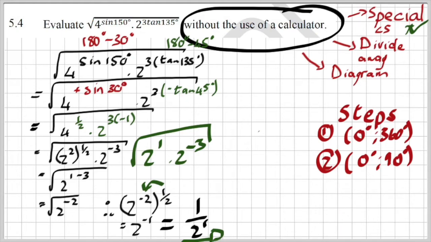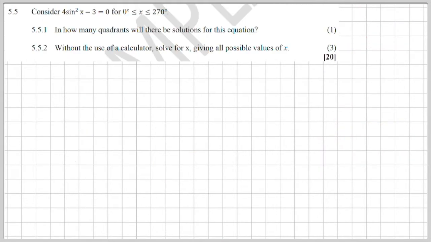Oh my goodness. As I said, it's not that difficult. Just following your basic steps. Get your angles between 0 and 360. Get your angles between 0 and 90. Look for special angles. Then the rest is actually just pure algebra. Don't get frightened. Look for your steps. Now let's look at the next question.